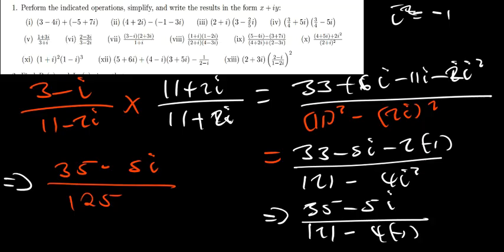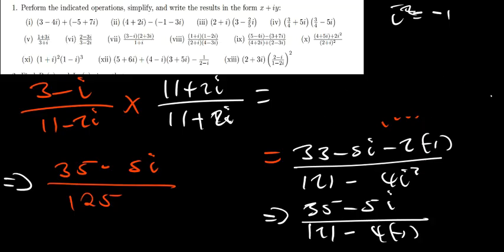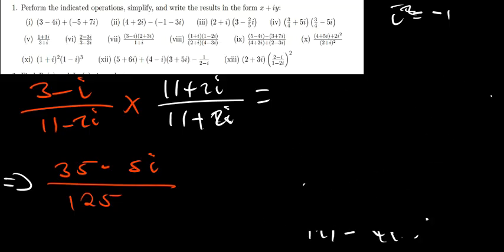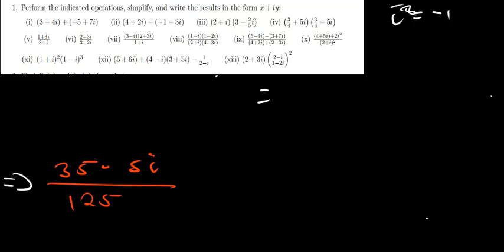So we want to write this in the form x plus iy. I'm going to isolate this. I'll say it is 35 over 125 minus 5 over 125 i. 5 can go into 35. Okay, so 35 divided by 5 is 7.